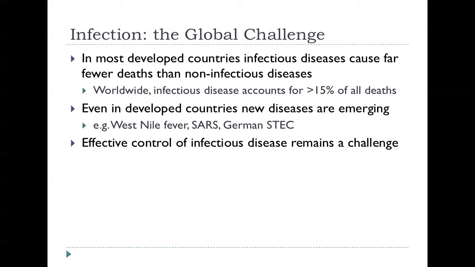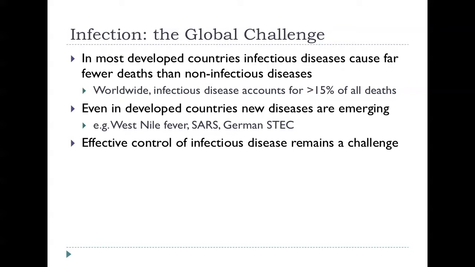And even in developed countries, as we'll see in the 3rd lecture, we do see new diseases emerging. West Nile fever, SARS. Germany over the summer was devastated by an outbreak of an E. coli infection that just came out of nowhere. Nobody expected it, nobody was prepared for it.